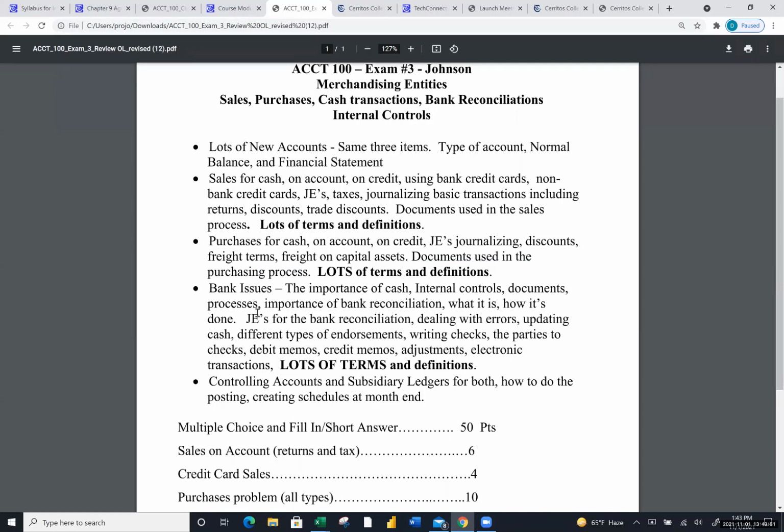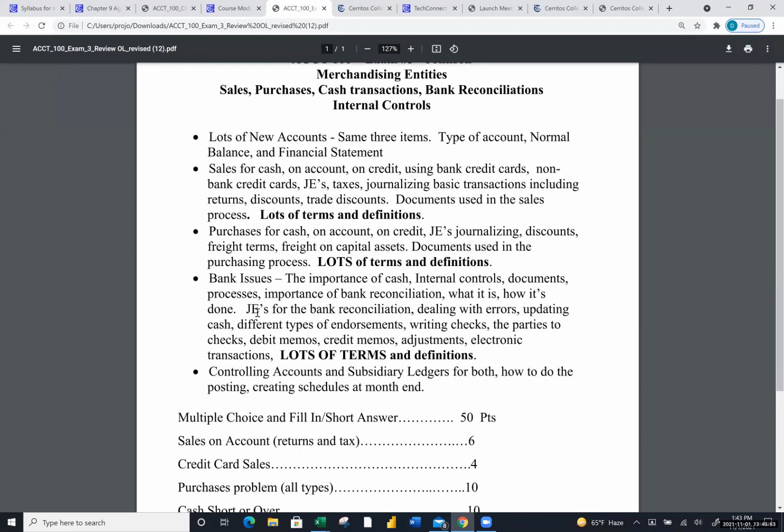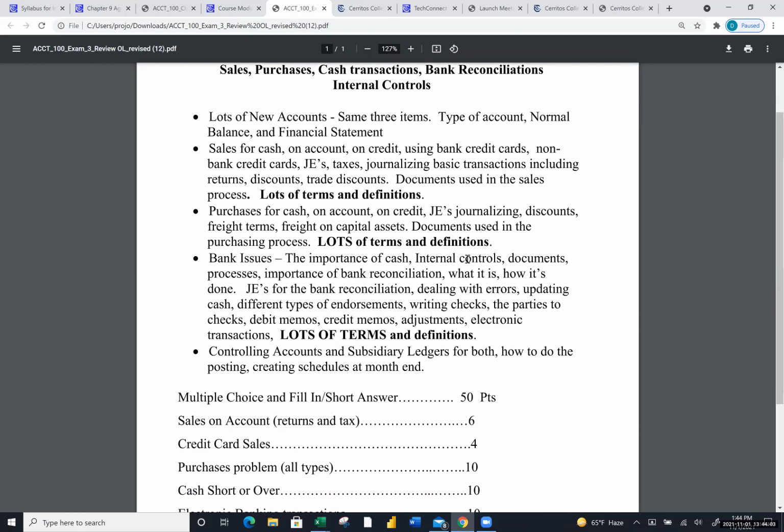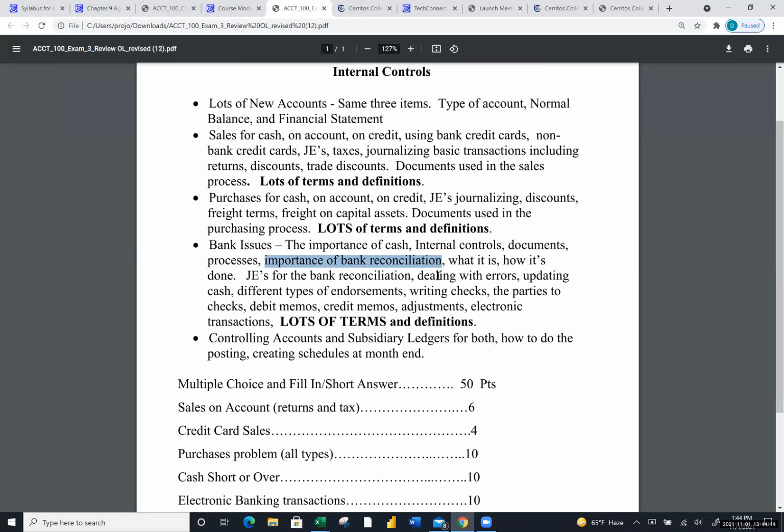And then this chapter, the most important chapter, which you will see weighted. Okay, right? I asked you more about the banking transactions than I do about everything else. The importance of cash, internal controls, which the handout and book describes in details. Documents, processes, the focus is going to be on the bank reconciliation, what it is, how it's done, journal entries, how do we deal with errors, how do you update the cash.